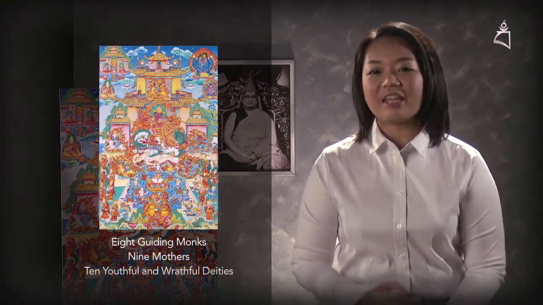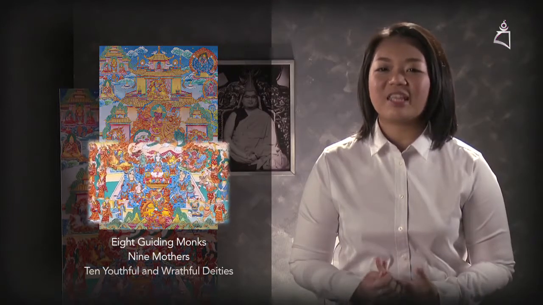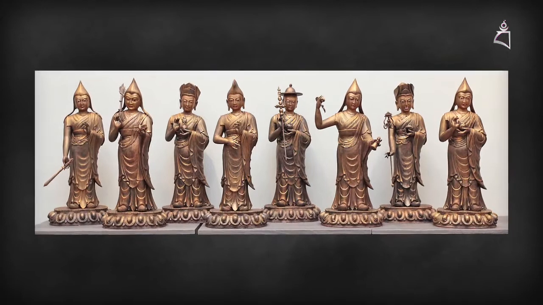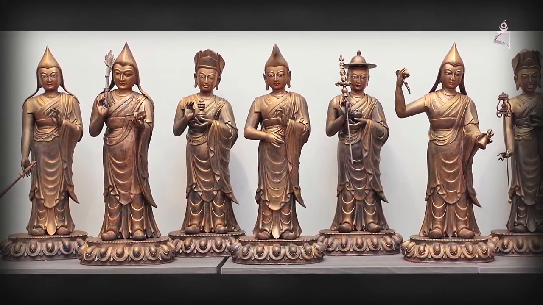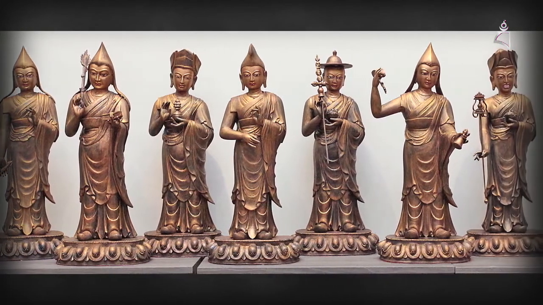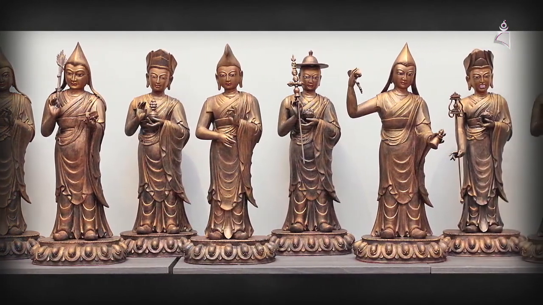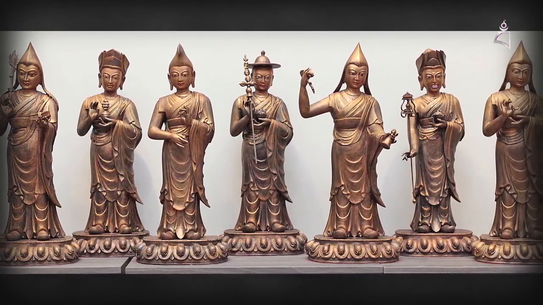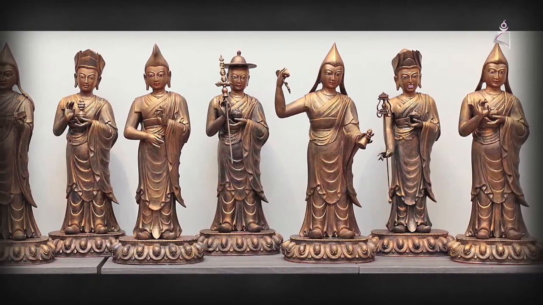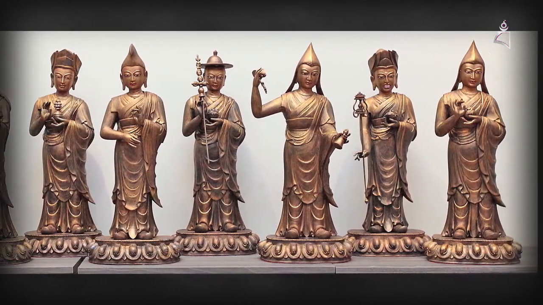us have a look at his entourage, which was manifested by Dorje Shugden to 8 practitioners. They consist of the 8 guiding monks, the 9 mothers, and the 10 youthful and wrathful deities. The 8 guiding monks are fully ordained monks dressed in saffron-colored robes. Each of them wear different monastic hats, such as the yellow hat, the pandit's hat, and the split meditation hat. They also carry various items of monastic practice, such as the begging bowl and the monk's staff.